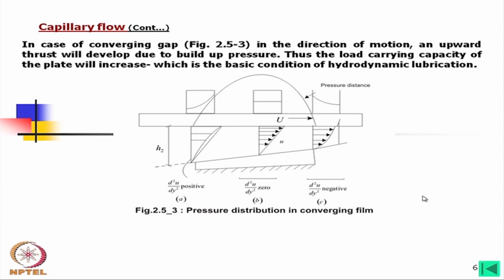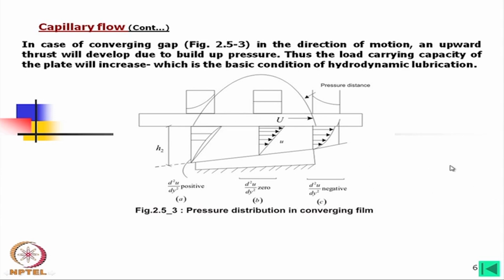So, in case of a converging gap in the direction of motion, an upward thrust will develop due to the build up of pressure. Thus, the load carrying capacity of the plate will increase, which is the basic condition of hydrodynamic lubrication. We call this hydrodynamic lubrication.